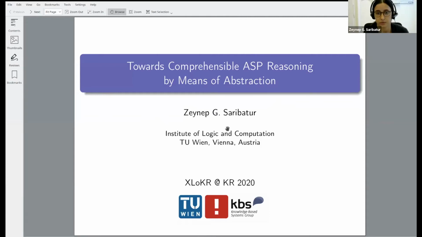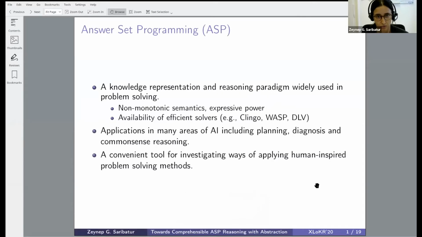Hi, I'm Zeynep. This is an extended abstract about comprehensible ASP reasoning by means of abstraction, like how abstraction can be used. It's based on the work that I did for my PhD, where we introduced this abstraction notion. So I will immediately begin with ASP.